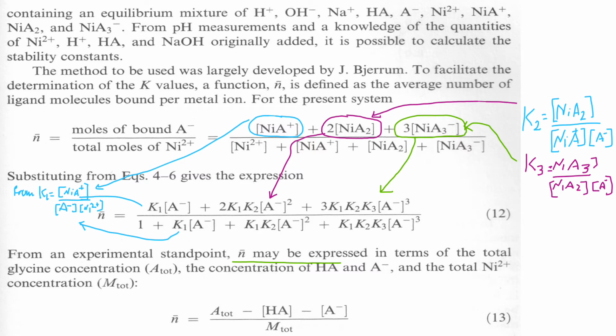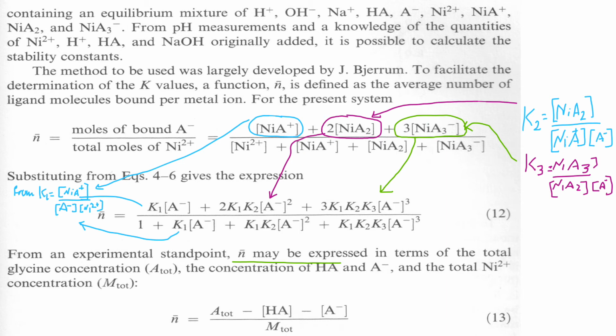Now, the equilibrium mixture will contain protons, H plus, hydroxide ions, OH minus, Na plus, glycine, protonated HA, and deprotonated glycine, A minus, depending on the pH. At low pH, the glycine will be mostly HA. At high pH, the glycine will become A minus. And the complex is 1:1 at low pH, at higher pH becomes 2:1, and at higher pH, at 9 for example, becomes 3:1, and so on. So the concentrations are varying continuously with pH. That's why we use constant ionic strength.